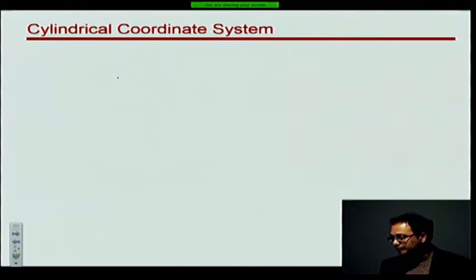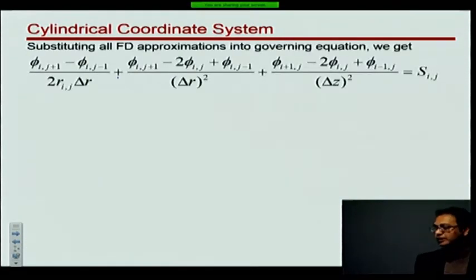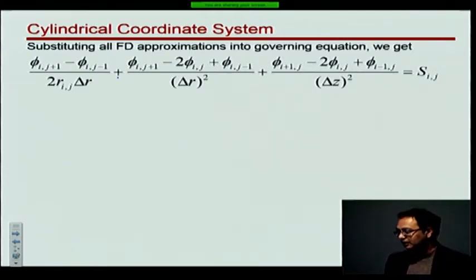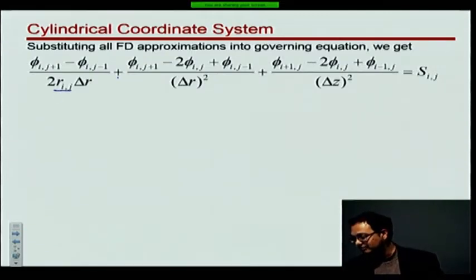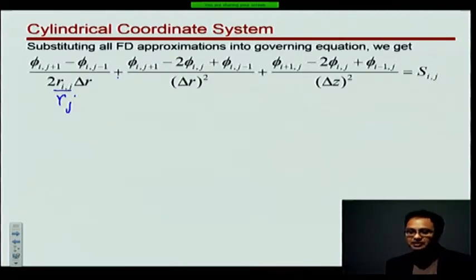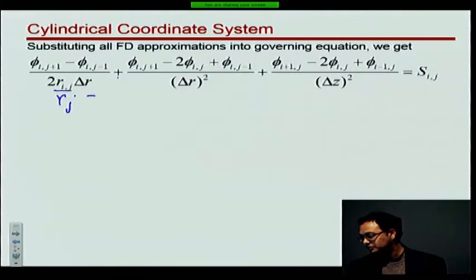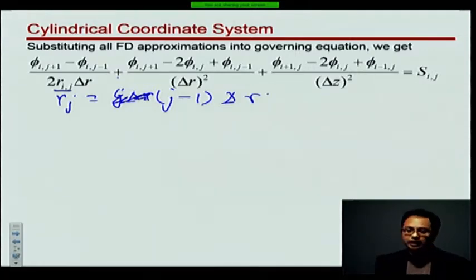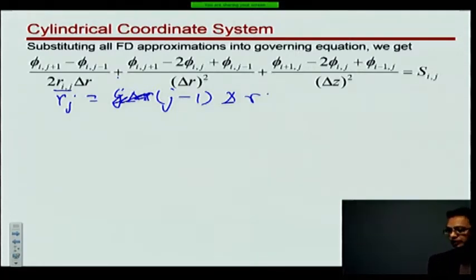So that's our approximation. And so when we plug everything back into our governing equation, this is what we end up getting. Okay, now I've written this as Rij, but this can be simply written as Rj, because R doesn't depend on i. It only depends on j. So Rj is nothing but j times delta r. Actually, j minus 1 times delta r, because j is starting from 1 at the bottom. So when you plug in j equal to 1, you get 0.